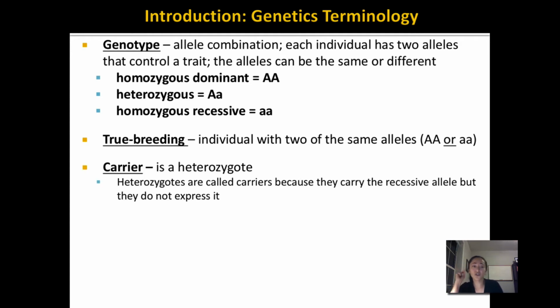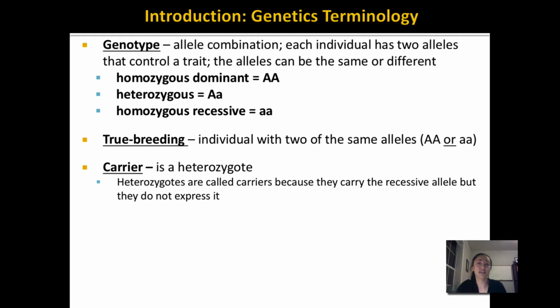Another important term you should know is carrier. Another word for carrier is just a heterozygote. So heterozygote and carrier mean the same thing. Heterozygotes are sometimes called carriers because they carry the recessive allele, but they do not express it. Many disorders are carried on the recessive allele, so if an individual is a carrier for that recessive allele, they will not express the disorder. They will not show that they have the disorder, and they might not know they have the disorder, but they are a carrier of it because they can still pass it on to their offspring.